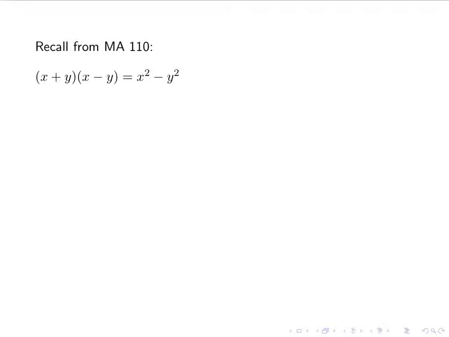Another type of factoring we're going to look at is the difference of squares. So if we recall from Math 110 or whichever equivalent you took, there are like 20 different versions of it now, but in your intro to college math, we learned that x plus y times x minus y equals x squared minus y squared. This is called the difference of squares. It's a difference because we're subtracting a square from a square.